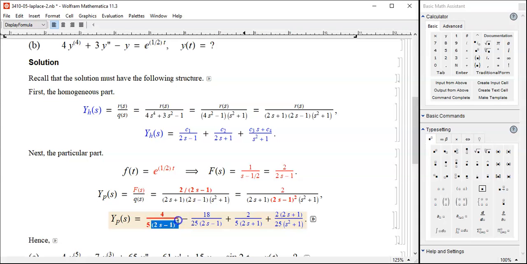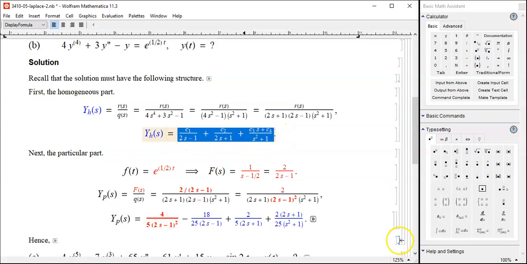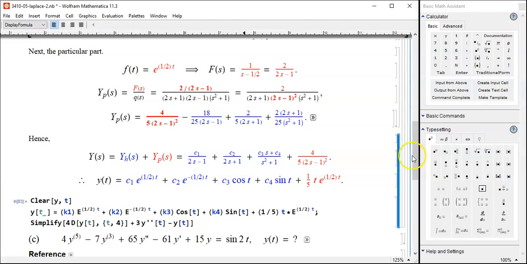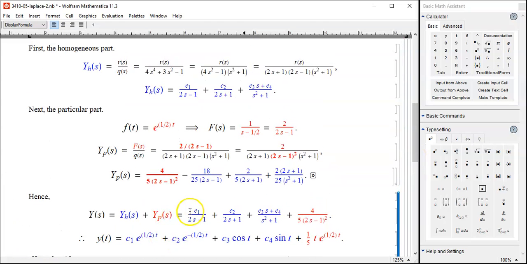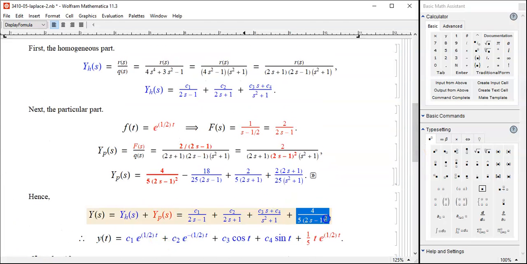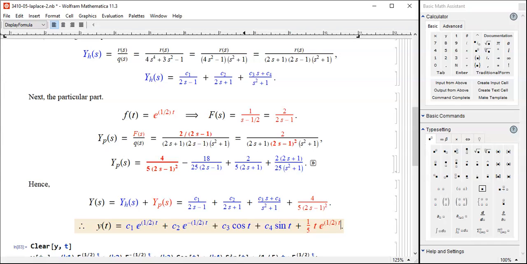So what's the moral of the story? That's the important part to be determined. The others are going to be absorbed into the homogeneous part. Okay, let's go to the conclusion, and here's the solution. The homogeneous part plus this important part, and if you add them up like this, upon taking the Laplace inversion, you have the complete solution.